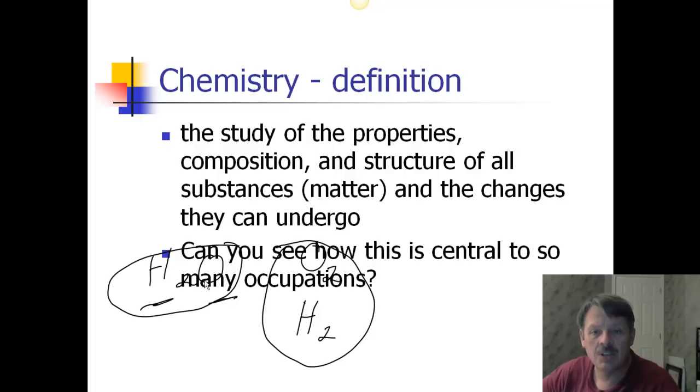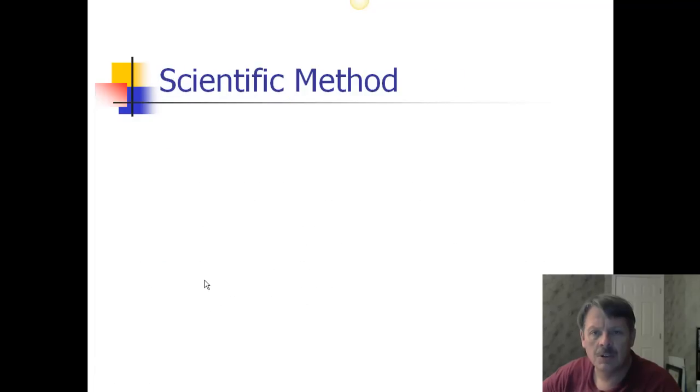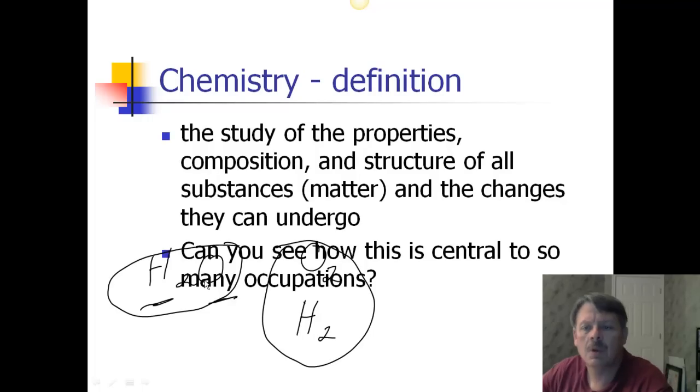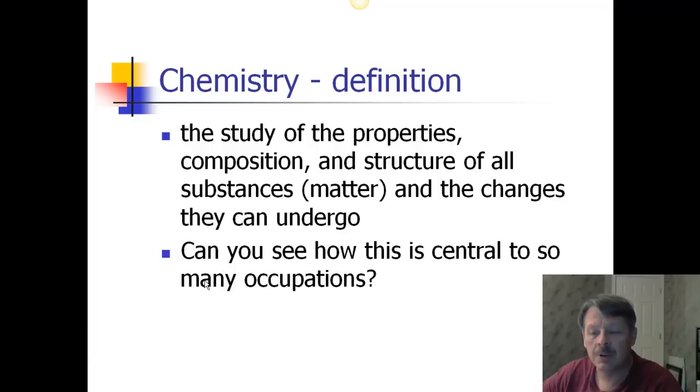Can you see how this is central to so many occupations? If you think of occupations, they might be, for example, anything scientific like a dentist or a chemist, clearly, of course, any kind of biology, you need to know chemistry. But you also do things like work in civil engineering, where you need to understand the stresses that a bridge or a girder can take, or you're building a house and how much stress this wood can take to hold up the house. All of these have to do with chemistry.